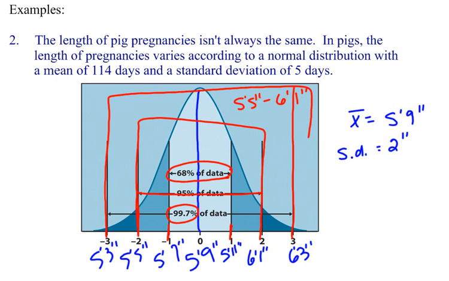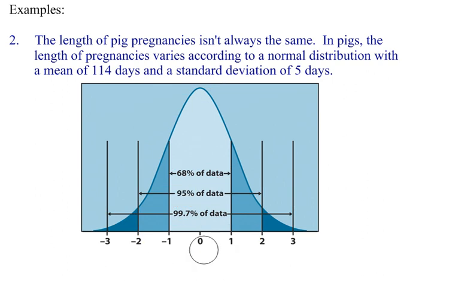So let's do this actual problem now in your notes. That was just me going off on a tangent. It says the length of pig pregnancies isn't always the same. Well, human pregnancies aren't always the same, right? In pigs, the length of pregnancies varies according to a normal distribution with a mean of 114 days and a standard deviation of 5 days.